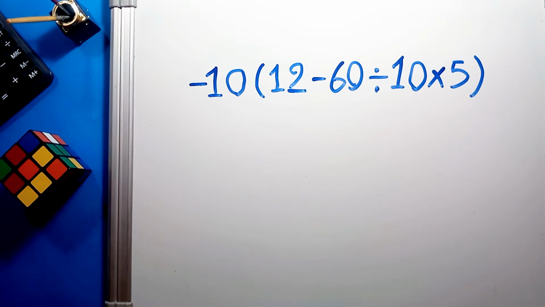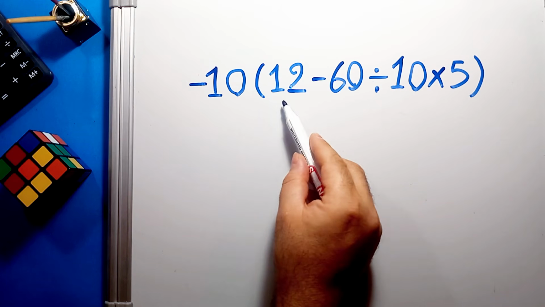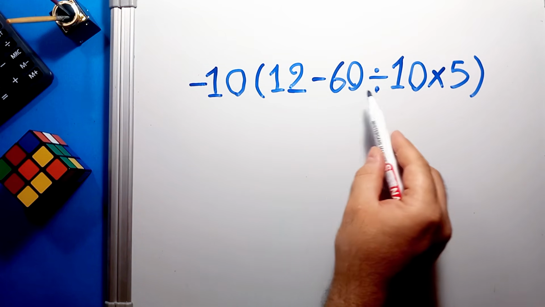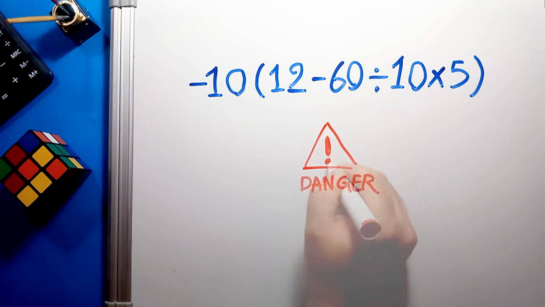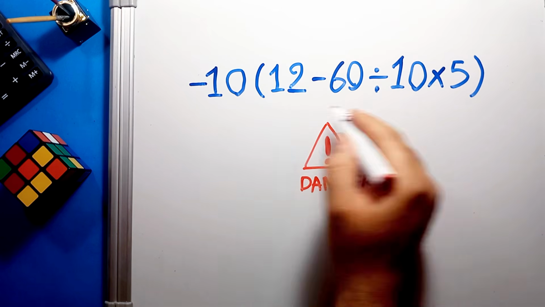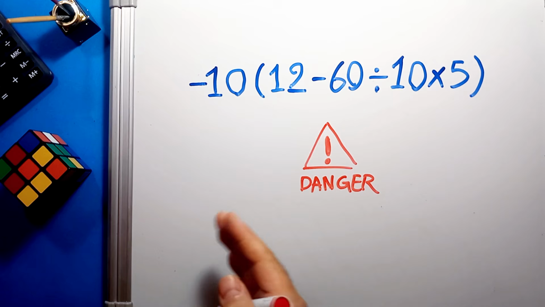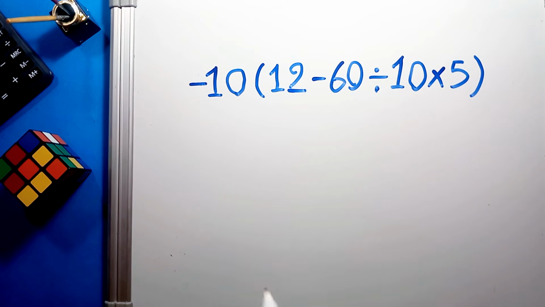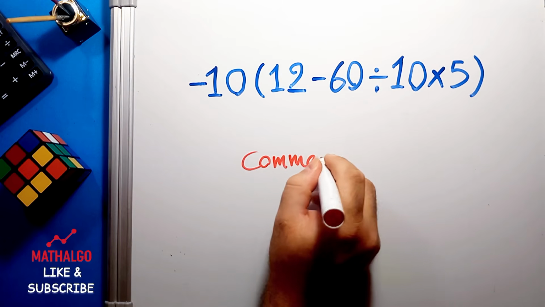All right, here's the next one. -10 times (12 minus 60 divided by 10 times 5). Now this one looks dangerous immediately. A large parentheses, a negative sign, multiple operations. Your brain probably wants to rush, but don't. Look at it carefully first.